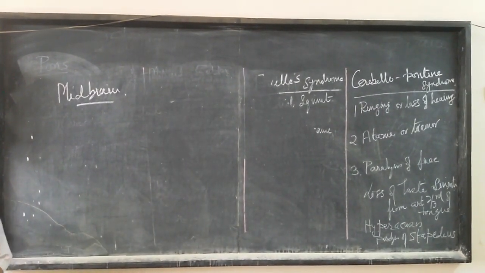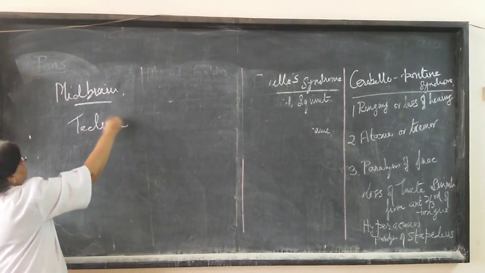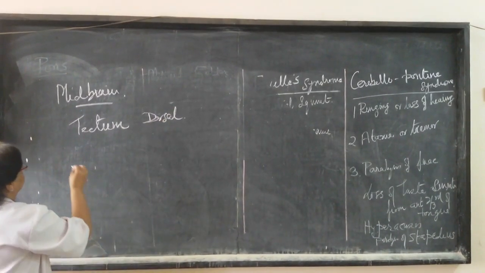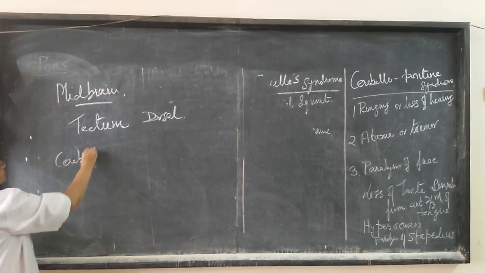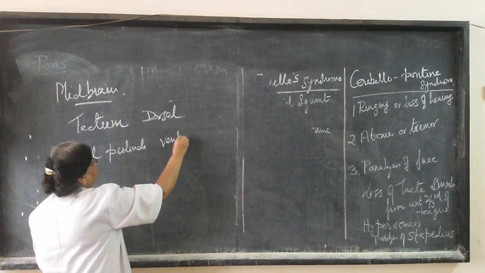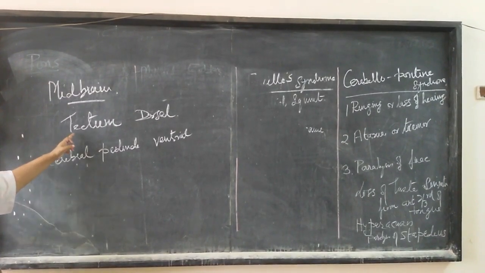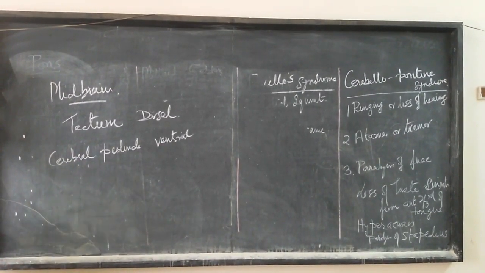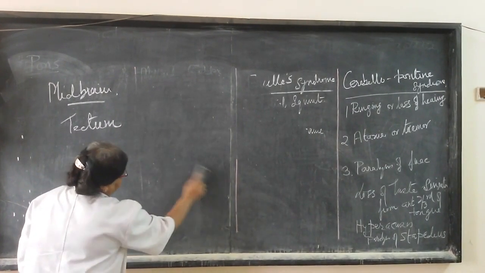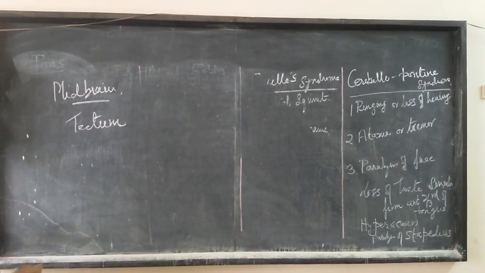Dorsal to the aqueduct, there is the tectum, and ventral to it is the cerebral peduncle. The tectum comprises four rounded elevations known as colliculi.